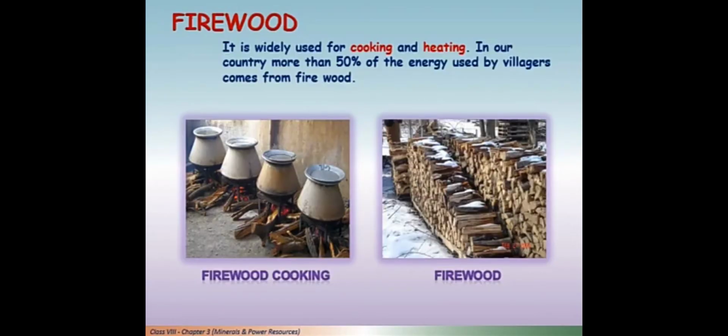So, the first type of conventional resource is firewood. It is used for cooking, heating, etc. And 50% of our village people use firewood for cooking and heating purposes.